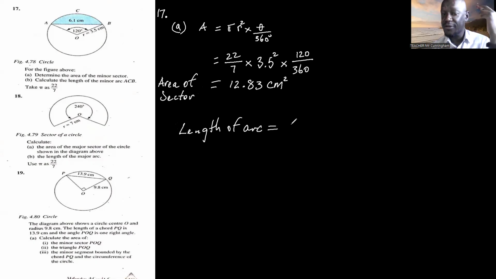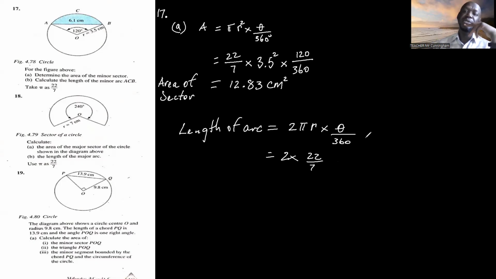So length of arc is 2 pi r by theta on 360. They said use pi as 22/7. People, you're going to lose a mark if you use pi as something else that they told you not to use. Radius 3.5, theta 120, over 360. Use your brackets, people.